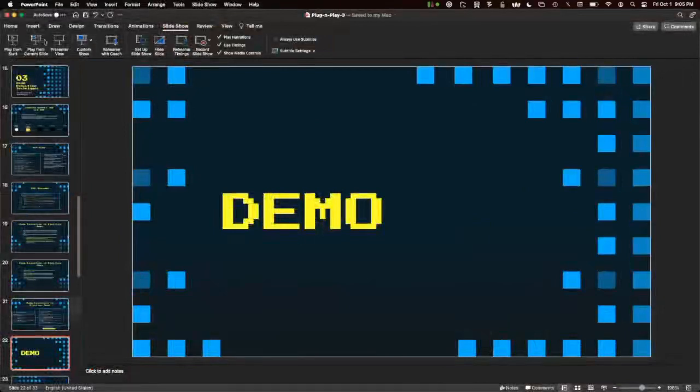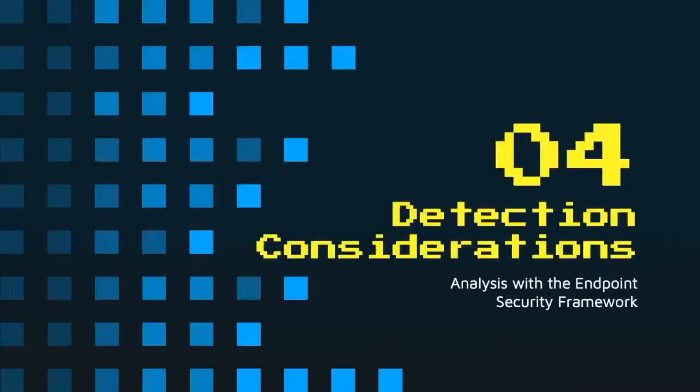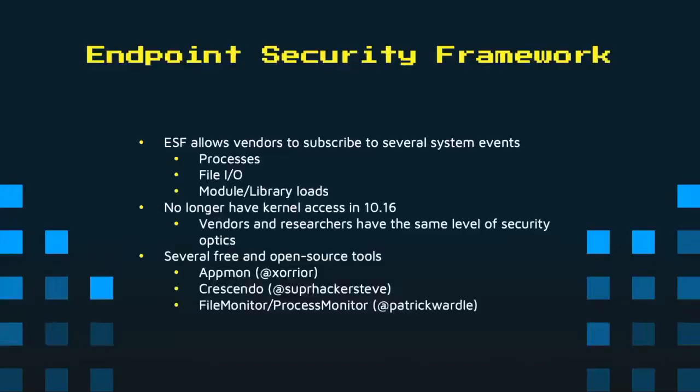All right. So now we'll talk about ESF and detection considerations. We all know the Endpoint Security Framework allows vendors to tap into macOS system events and subscribe to process events, file I/O, module loads, and library loads. And Apple has effectively kicked all the vendors out of the kernel, so it kind of reduced some of the visibility.